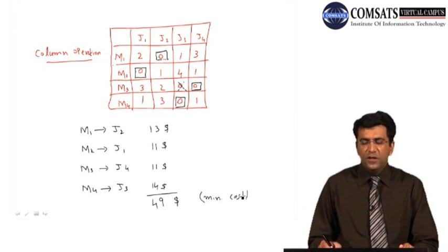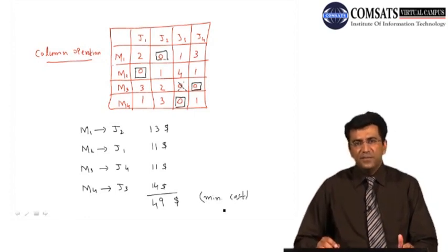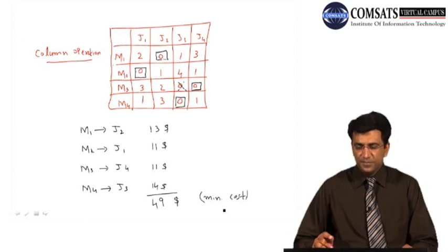So this is the way how we can find out the assignments for the different machines in this particular case. And now you are well aware of how we can use those steps of Hungarian method.